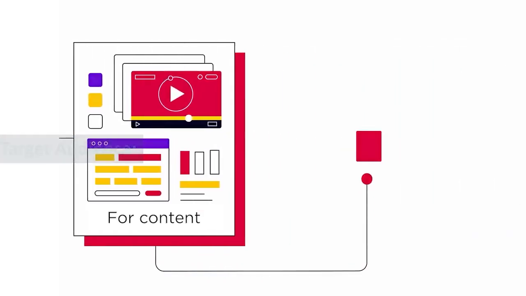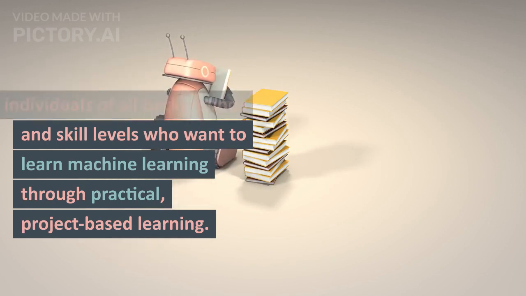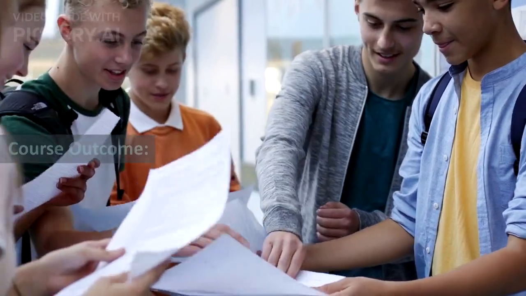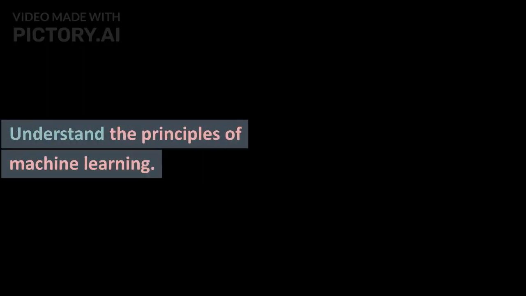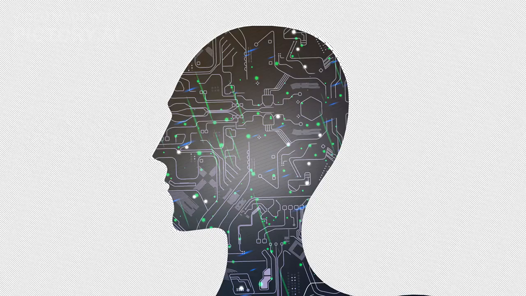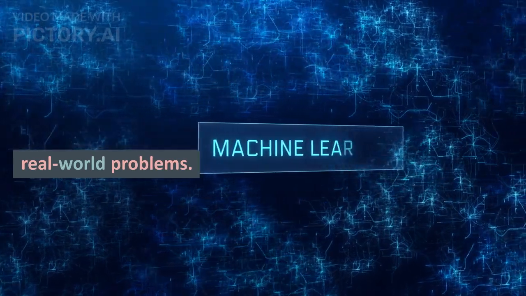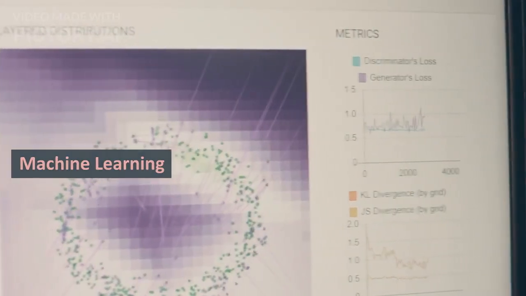Target audience. This course is suitable for individuals of all backgrounds and skill levels who want to learn machine learning through practical, project-based learning. Course outcome. By the end of this course, students will be able to understand the principles of machine learning, create and train machine learning models, apply machine learning to real-world problems, evaluate and fine-tune machine learning models, deploy machine learning models in practical applications.